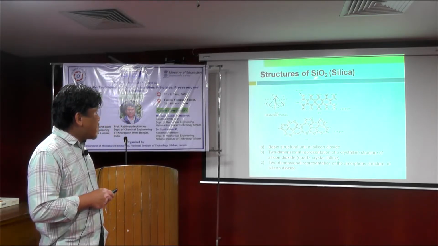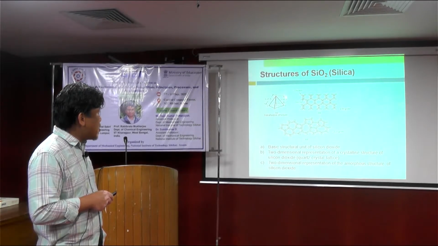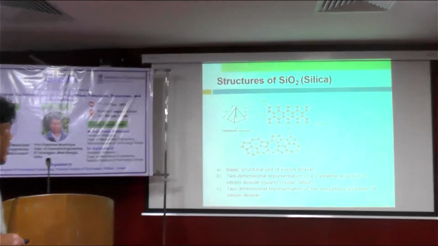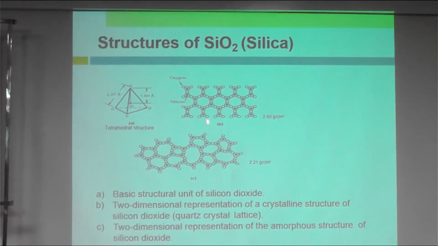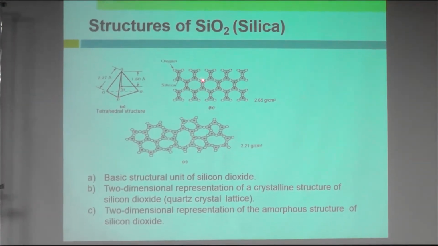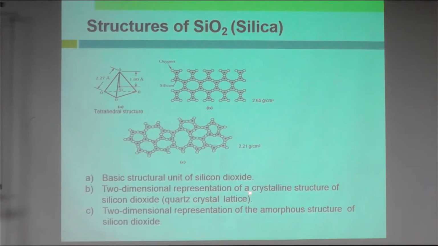The structure of silicon dioxide is basically a tetrahedral structure in this form. Here is a two-dimensional representation of the crystalline structure of silicon dioxide in a quartz crystal lattice. And here we show a two-dimensional representation of the amorphous structure of silicon dioxide.